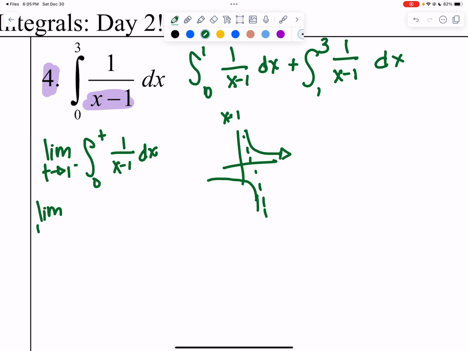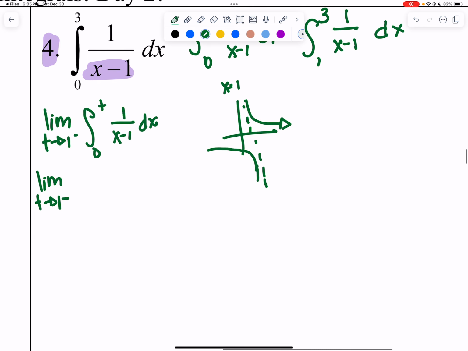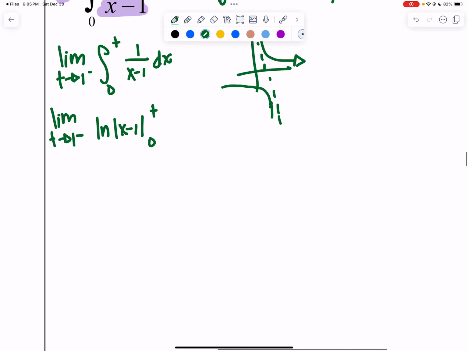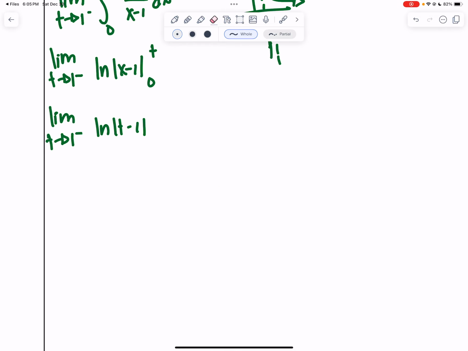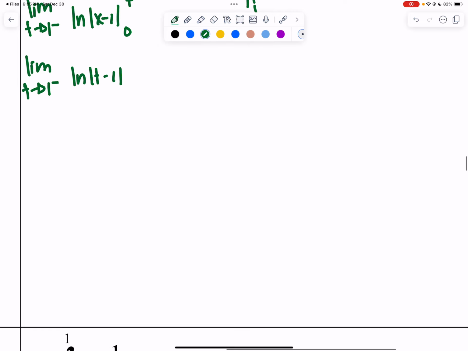All right, so you have the limit as t approaches 1 from the left of ln of x minus 1 from 0 to t. The limit as t approaches 1 from the left of ln of t minus 1 minus ln of negative 1, which is just 0. So now you have this right here. All right. So what I'm going to do is figure out what this approaches right here. If I were to make my ln, it looks something like this.